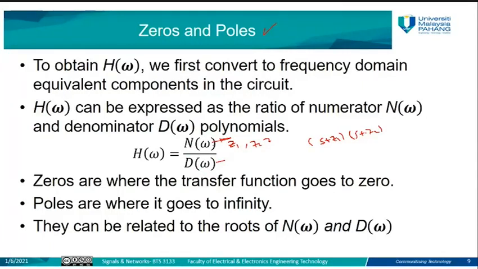The poles and zeros of the transfer function are very important to form the shape of our frequency response. Depending on the values of the zeros and poles and their locations, we are going to have different shapes or different graphs for our Bode plot.